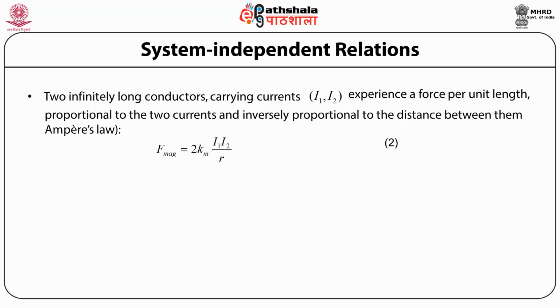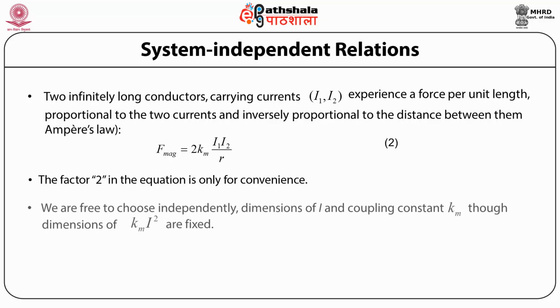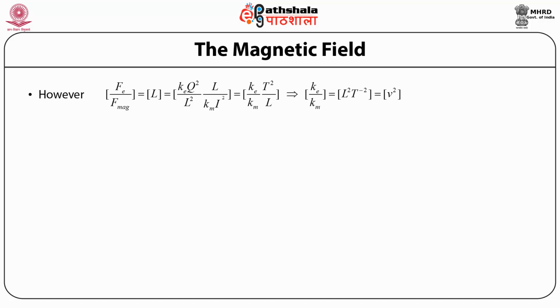So F mag is equal to 2 Km into I1 I2 divided by R. The factor 2 in the equation is only for convenience. We are free to choose independently the dimensions of L and the coupling coefficient Km through the dimensions of Km I square, which are fixed. However, the situation is not totally chaotic. The dimensions of the two constants Ke and Km are related to each other and only one of them can be chosen arbitrarily.